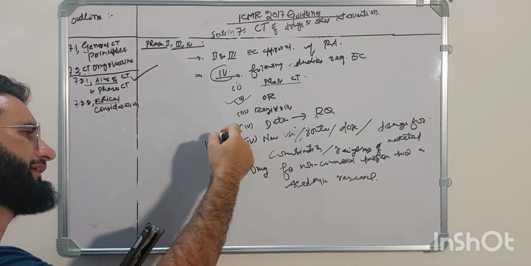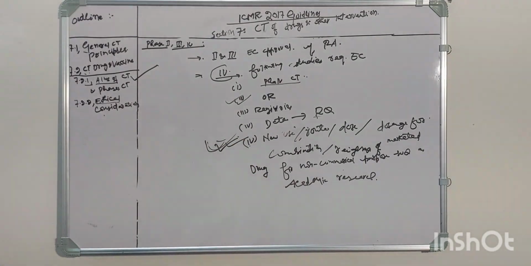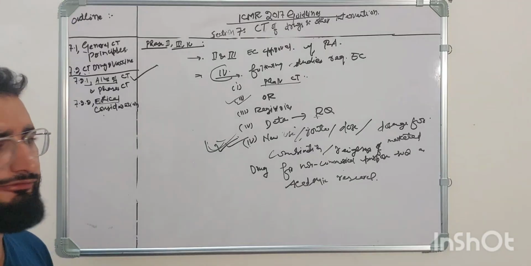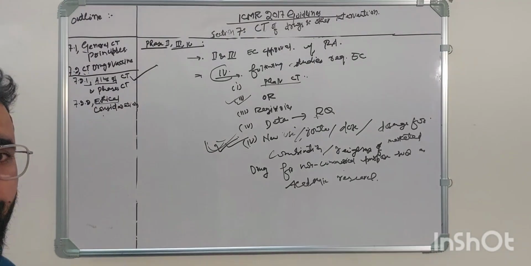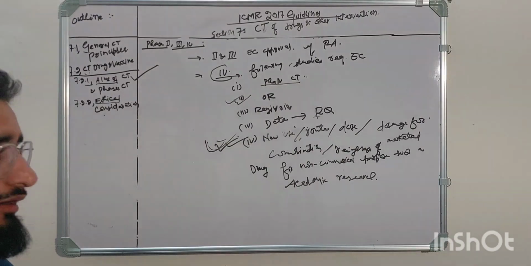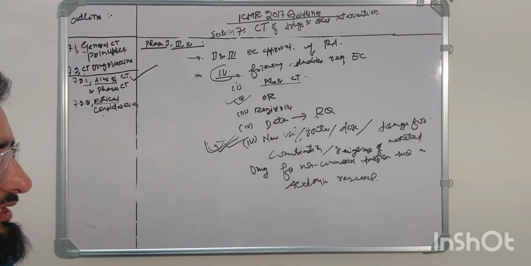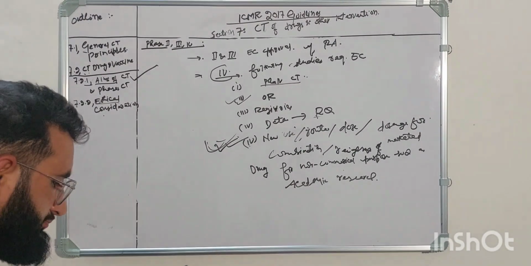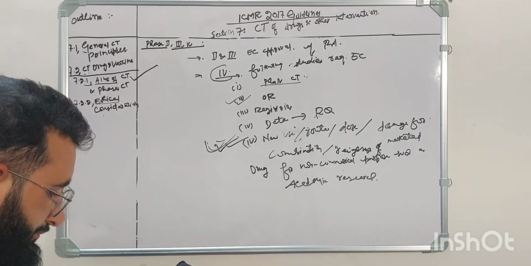And this is important here: if the intention of any researcher is to evaluate any new route, new use, new indication, new dosage form, or combination regimen of an already marketed drug for non-commercial purpose like academic purpose. So this is an important thing.